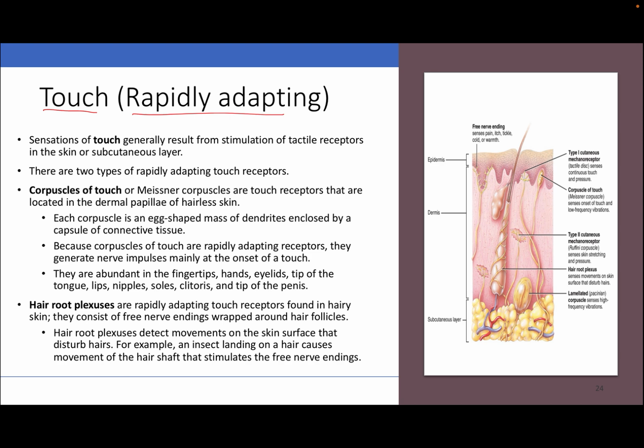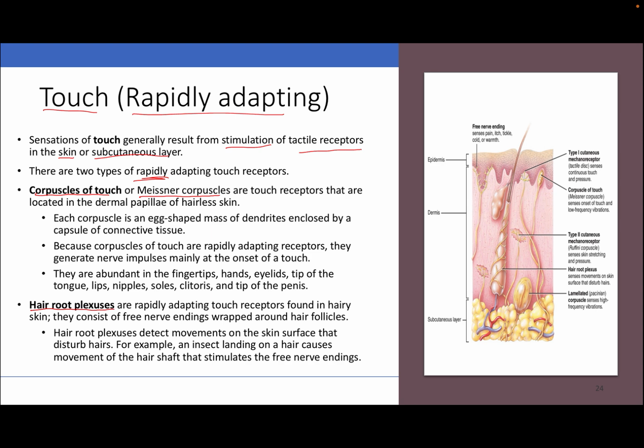This is going to be one of those rapidly adapting sort of sensations. All right? This is generally going to result from the stimulation of tactile receptors in either the skin or the subcutaneous layer, just a little bit below. Now, there are two main types of rapidly adapting touch receptors. We've got our corpuscles of touch, also known as Meissner's corpuscles, and we have the hair root plexus.